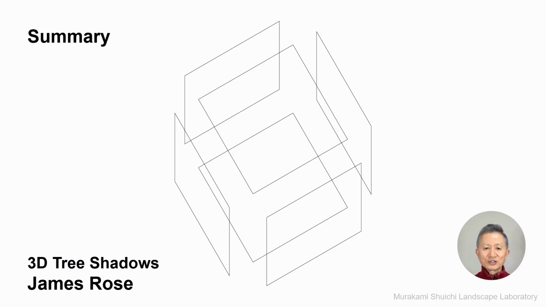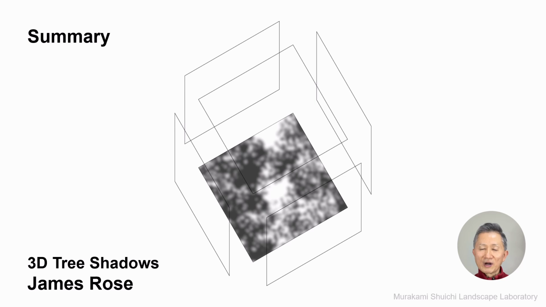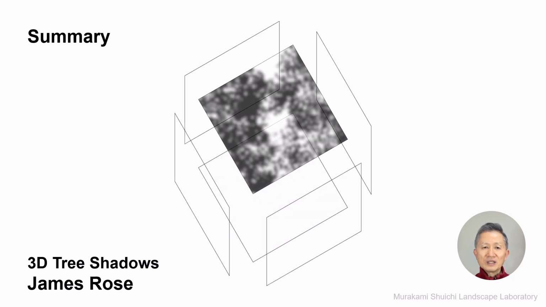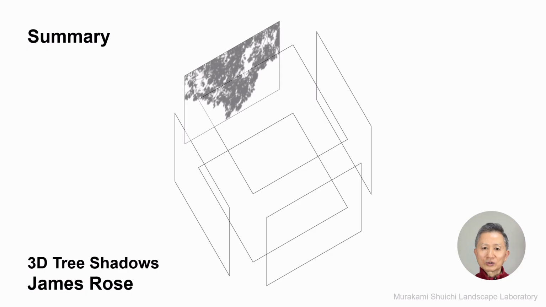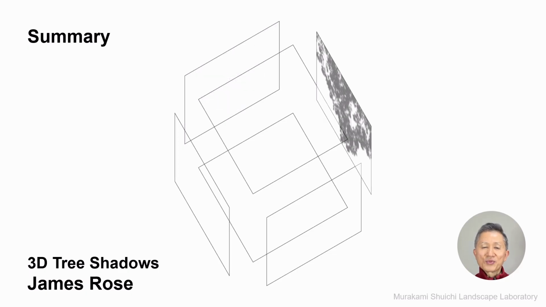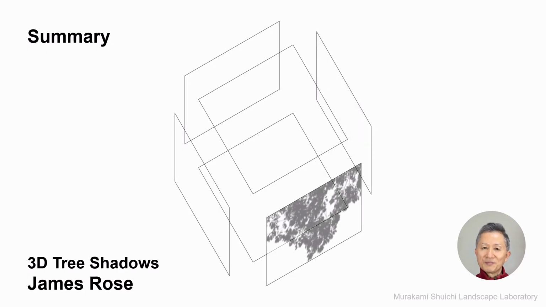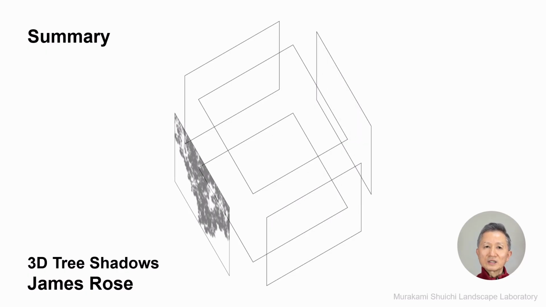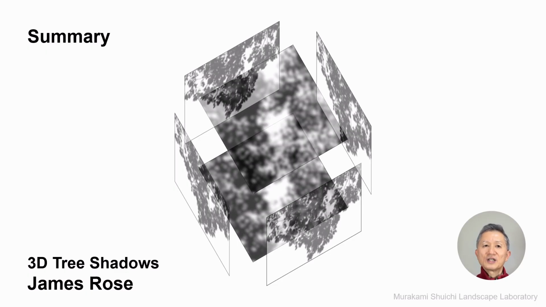This concludes today's session. The practice of James Rose teaches us ways for creating rich and engaging spaces. Project tree shadows onto the ground, onto the canopy, and onto the walls. Project them onto the eastern side in the morning, the southern side at midday, and the western side in the evening. By doing so, space is set into constant motion, continually shifting and transforming over time.